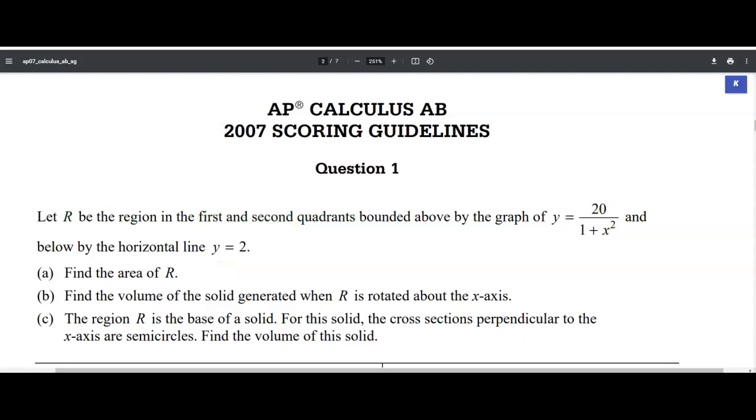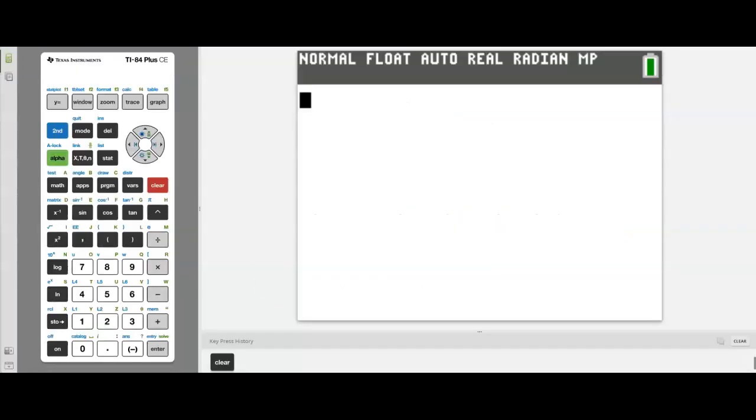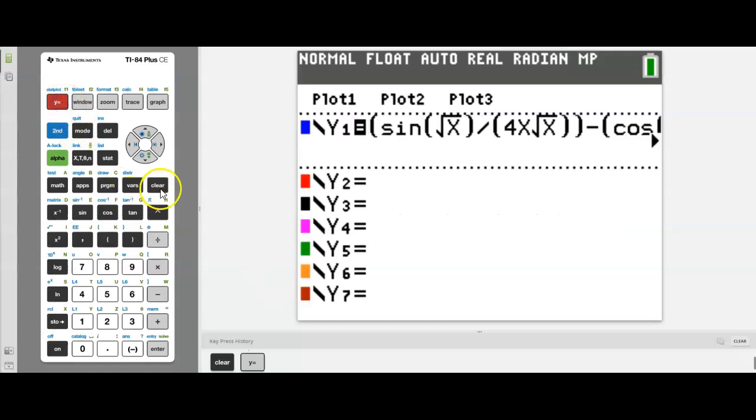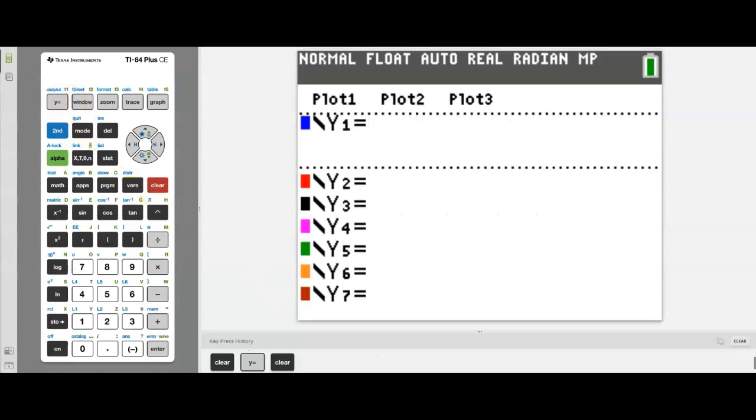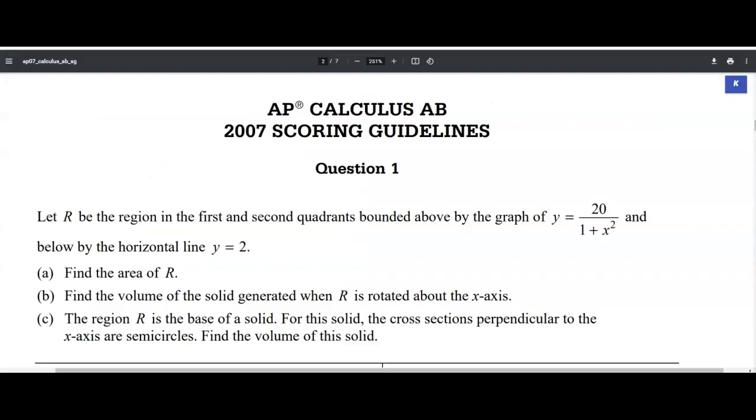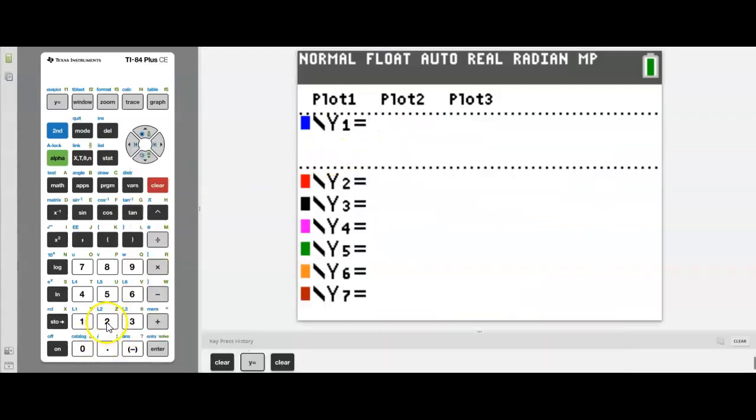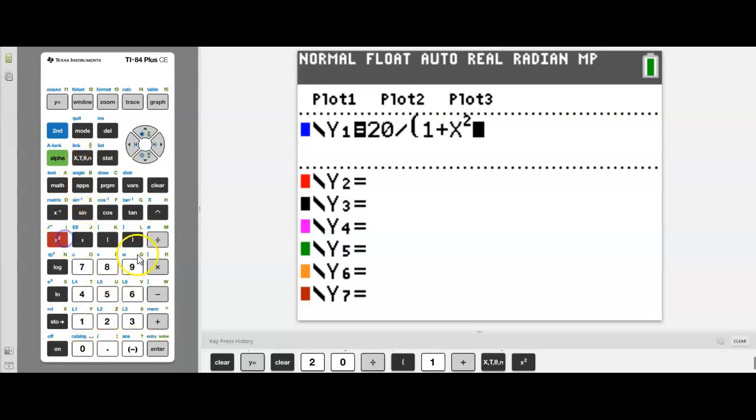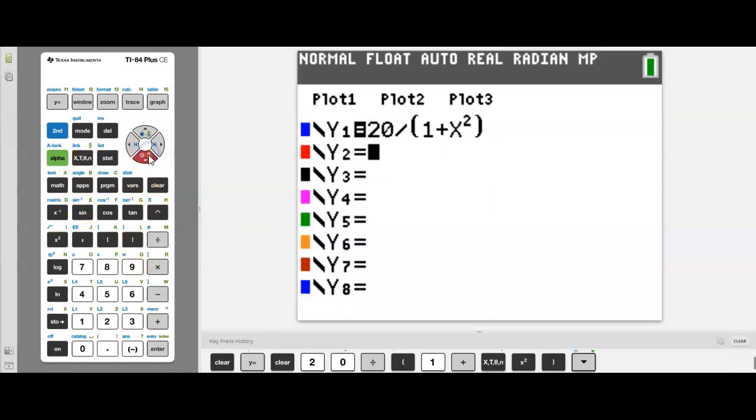So let's go ahead and graph this up a little bit here. Let's go to our y equals. And what was my function? It was 20 over 1 plus x squared. So 20 divided by, and in my denominator I need parentheses, 1 plus x squared. And then it's bounded below by the line y equals 2.